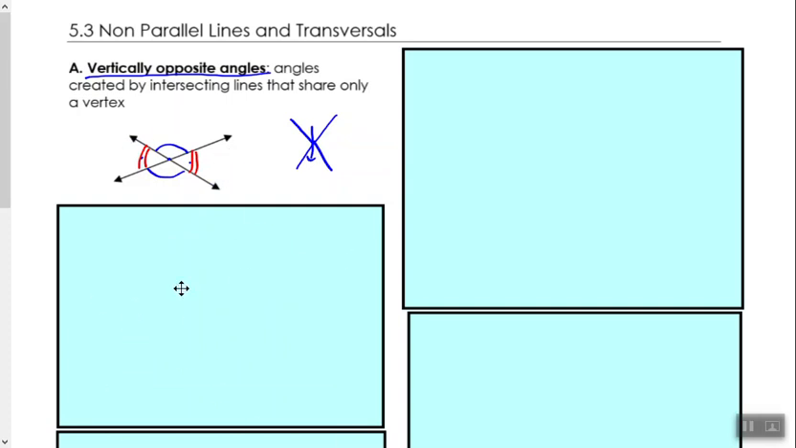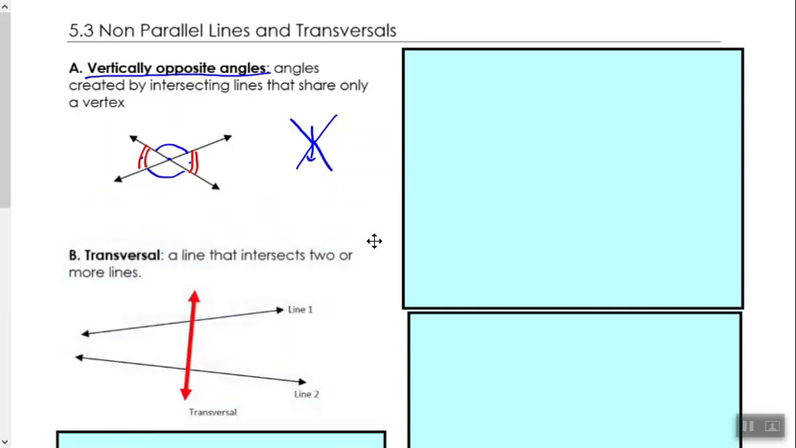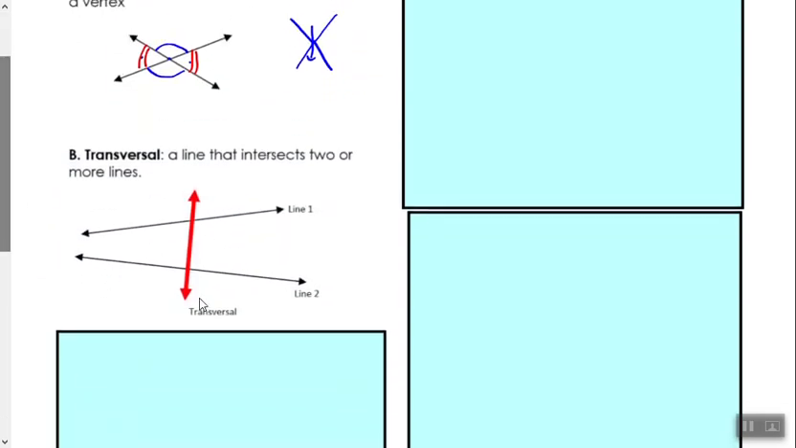Our next vocabulary term is transversal. A transversal is a line that intersects two or more lines. So in our above example, we only have two lines, so we do not have a transversal there. But here we have one line, two lines, three lines. This one that goes through both this line and this line is a transversal. Line 2 is not a transversal because it only goes through one line here.